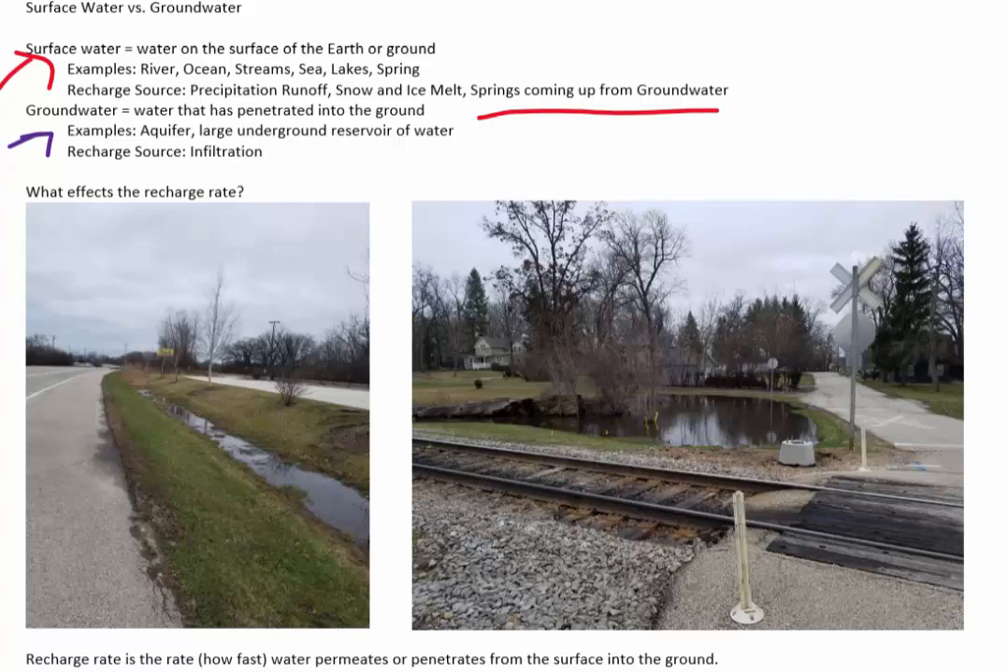And then the other type of water we're talking about is groundwater. So again, that's the water that has penetrated into the ground itself. The primary example of groundwater is called an aquifer. An aquifer is basically a giant underground lake. A common way of it being described is as a large underground reservoir. And the way that that water gets down is by infiltration, which we talked about up in the water cycle. So I have a couple pictures you guys can see. And we talk about something called a recharge rate.